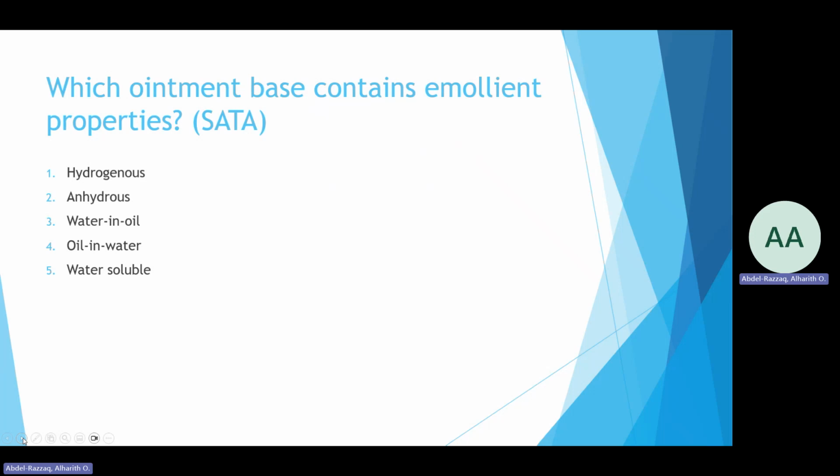Oh, there's one more question. I lied. Which ointment base contains emollient properties? This is going to be select all that applies. The answer here is going to be hydrophilic, anhydrous, and water and oil bases are going to contain that property.